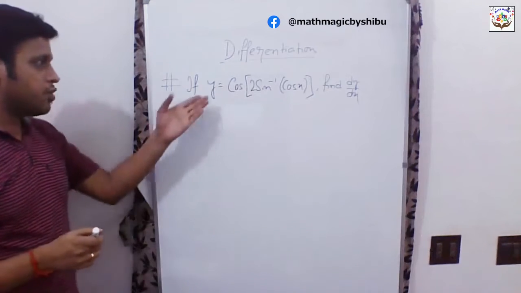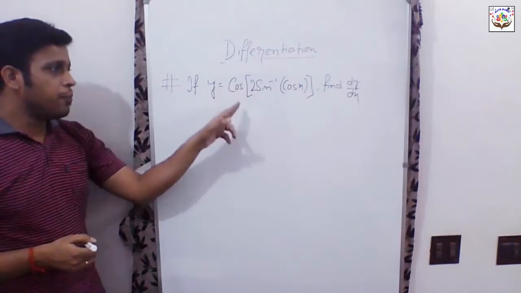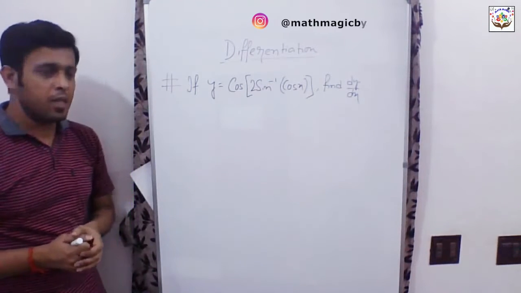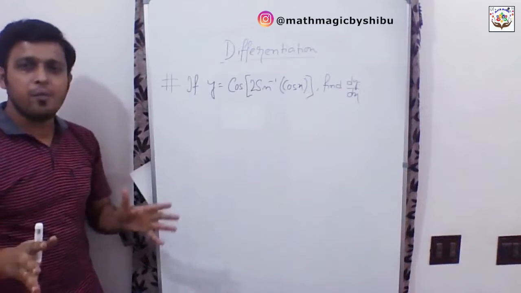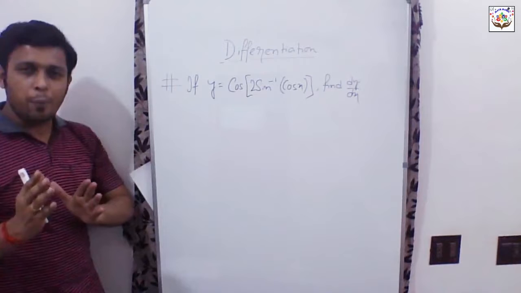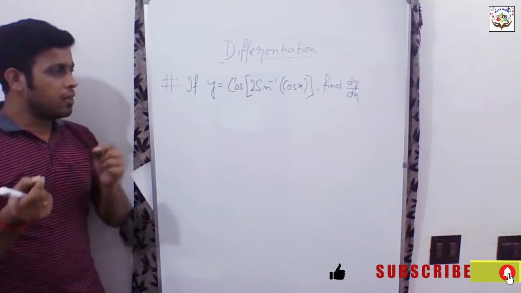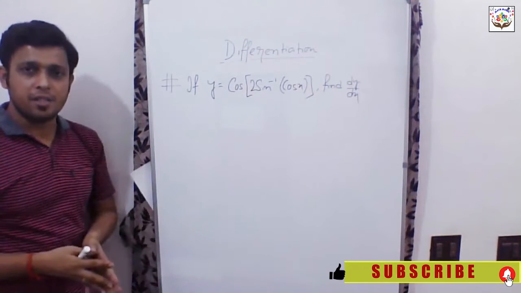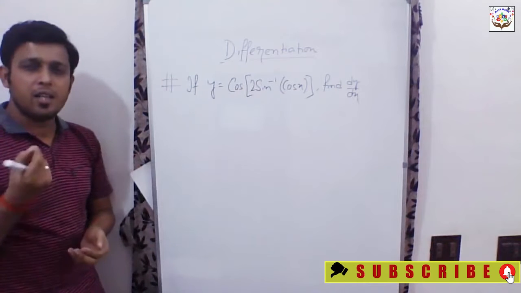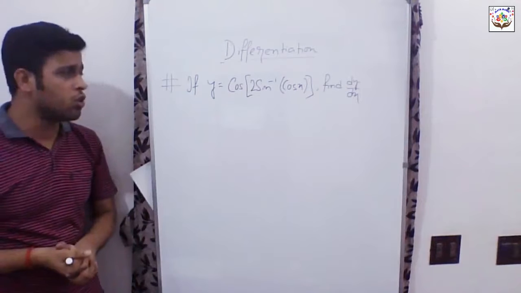So our next problem is this one. Okay. If y equals cos(2 sin⁻¹ cos x), then we have to find dy/dx. It looks like a very simple one, and it is a simple one. Just you need to think a bit differently. It is a bit different problem than what we have been doing in the differentiation, right? As you can see, you might need a basic concept of inverse function. I think that would be enough to solve this problem.